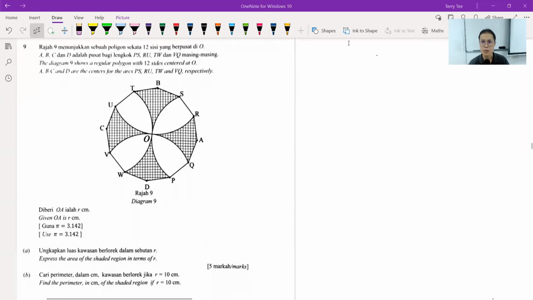Question number 9, this is from the chapter Circular Measure from Form 5 chapter 1. This is one of the most interesting questions from this paper. Here we have a diagram that shows a polygon with 12 sides centered at O. A, B, C, D are the centers for arc BS. Maybe I will highlight arc BS. This is arc BS here, can you see? They say the center is at A, so you can just join this together. Okay, it looks like this. You're supposed to find the area of the shaded region in terms of r.